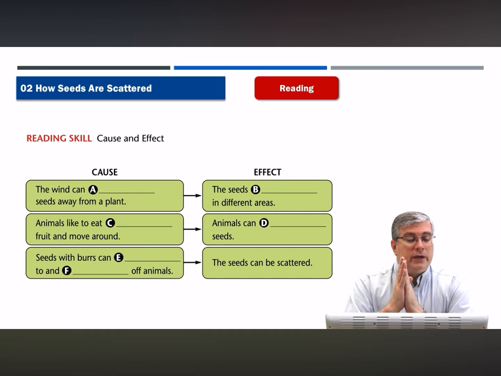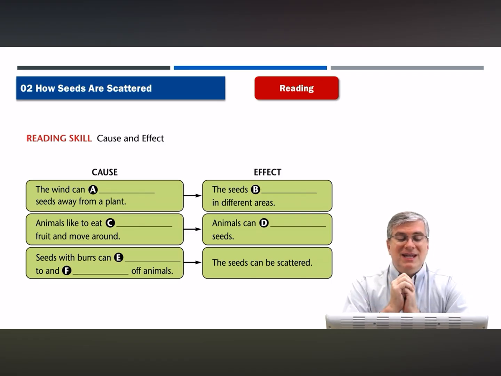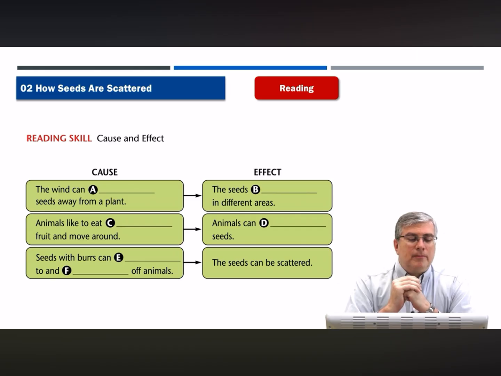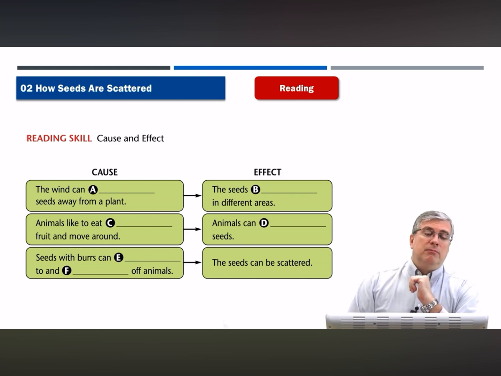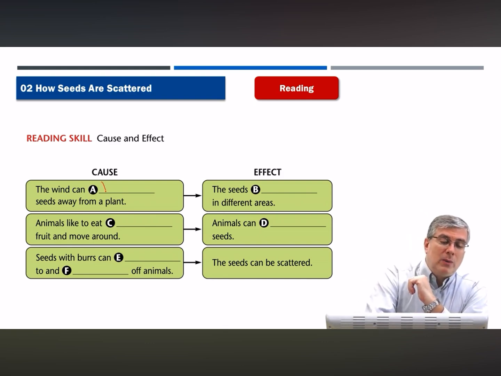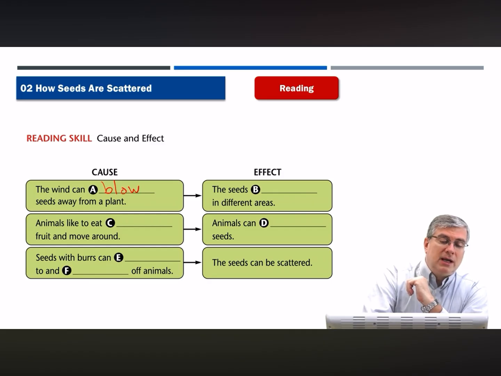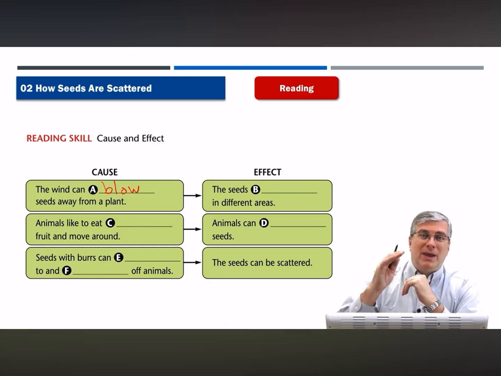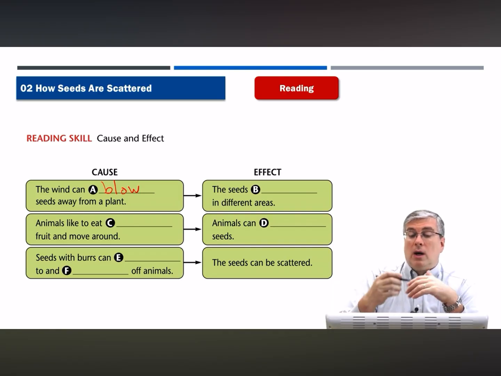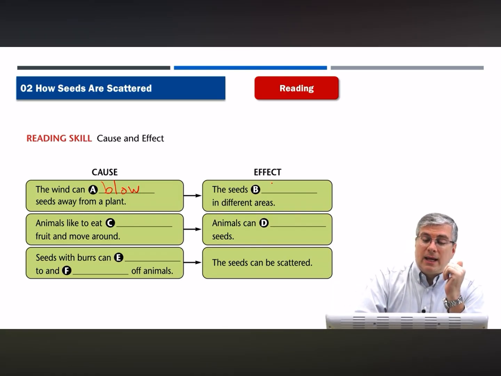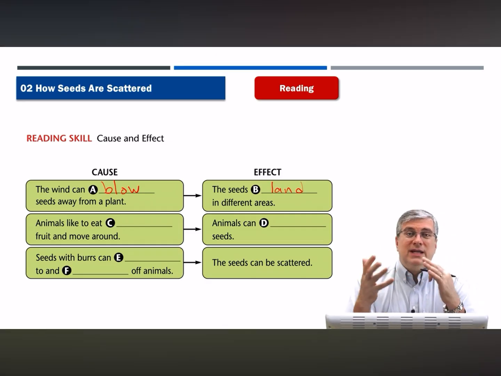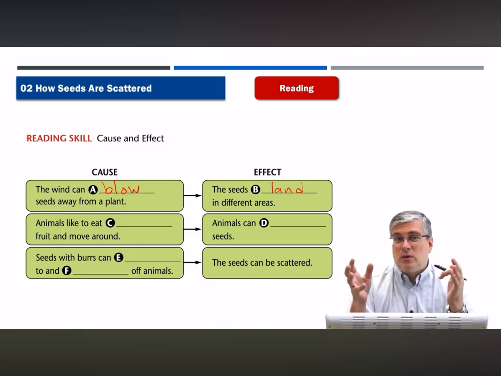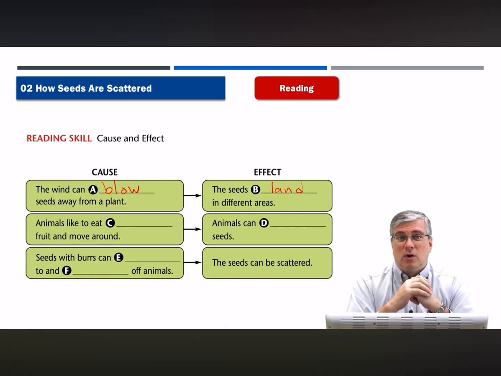What is the cause? The cause is the wind can blow seeds away from a plant. So what do we talk about? Remember this action, right? What am I doing? I am blowing. So the wind can blow seeds away from a plant. That's the cause. What is the effect? Well, the seeds land in different areas. That's the effect. And so seeds have new areas, a lot of resources. They have enough resources to grow. Hopefully, if they land in the right area.